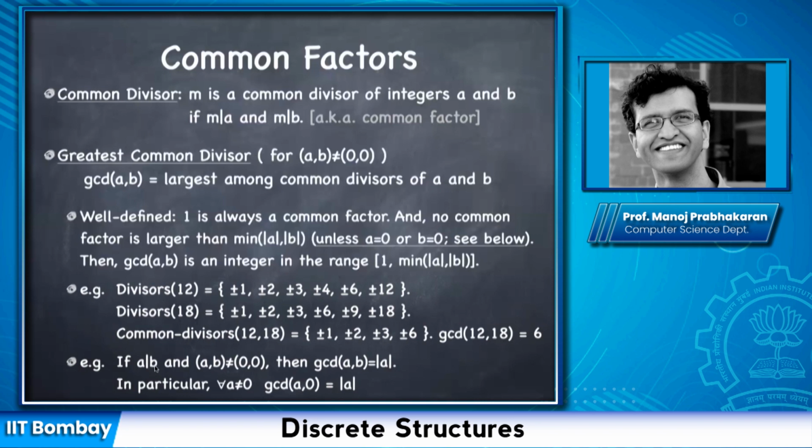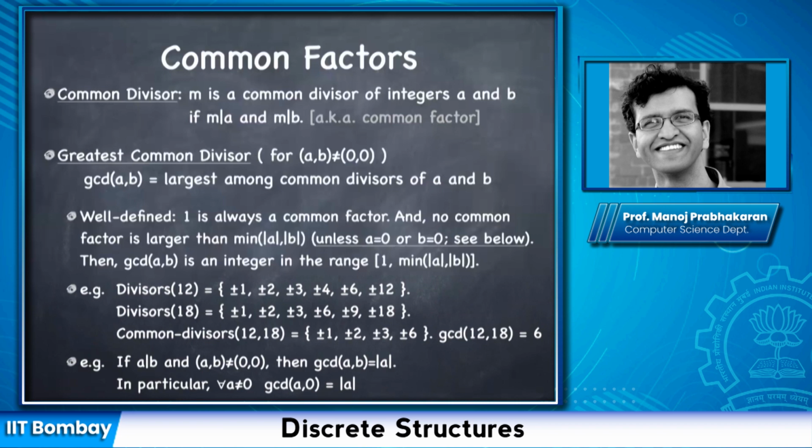Every non-zero element divides 0, and if A is not 0, then GCD of A comma 0 is the common divisors of A and 0. Since 0 has all divisors, these are the divisors of A, and the greatest among them is A, right? This is because A divides 0. So always when A divides B, we just argued that the GCD is A.